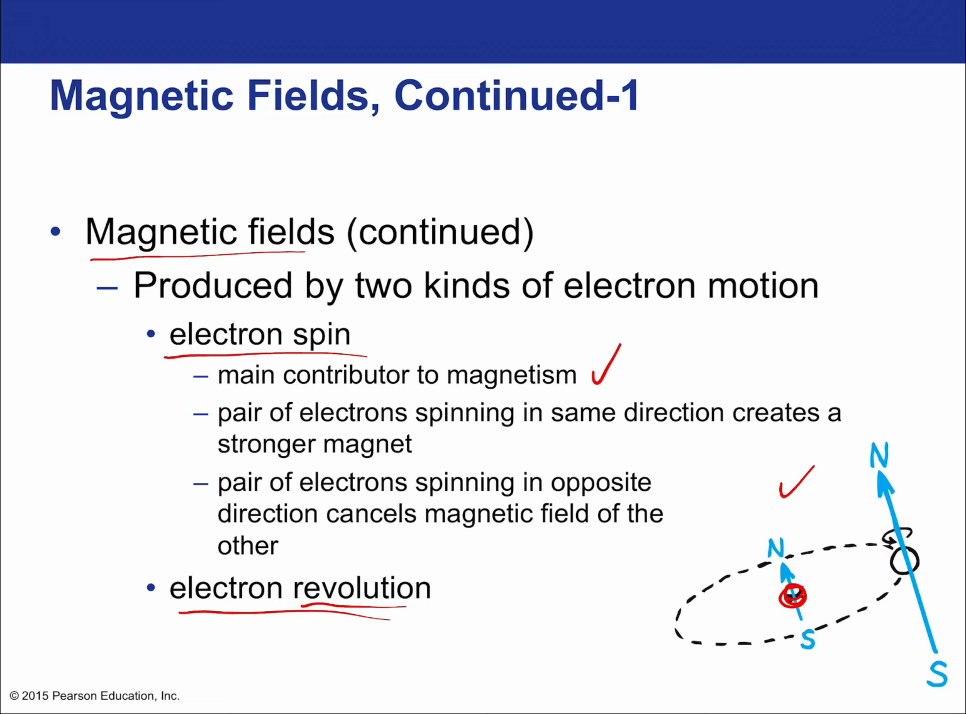The north points in this direction. In fact, the north points in a direction that you can figure out with your right hand. I won't ask you this on an exam or require you to know this, but I think it's fascinating. You curl the fingers of your right hand and your thumb points in the direction of the magnetic field.